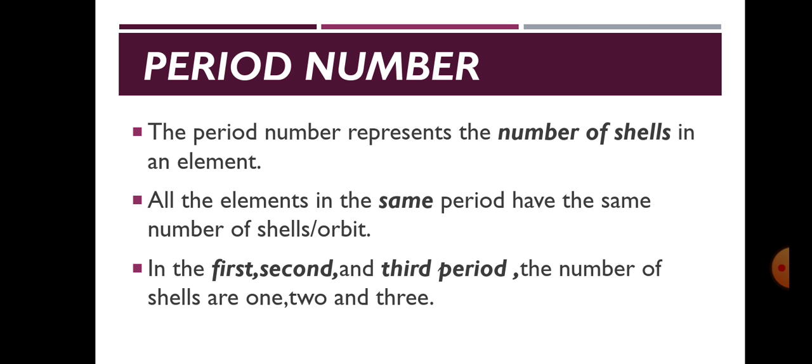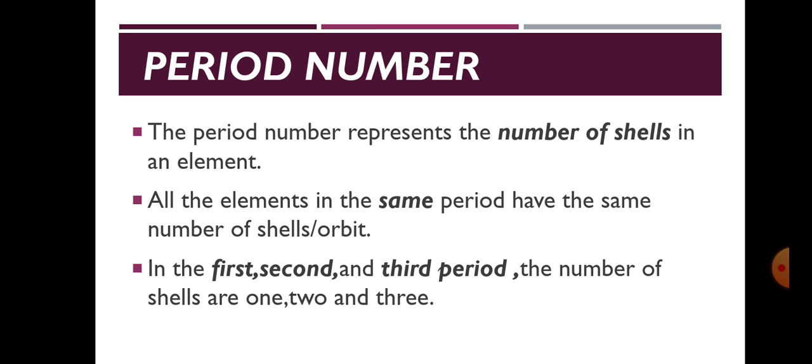Then the period number. What is the period number? The period number represents the number of shells in an element. That is, the period number represents the n value, the number of shells in an element.